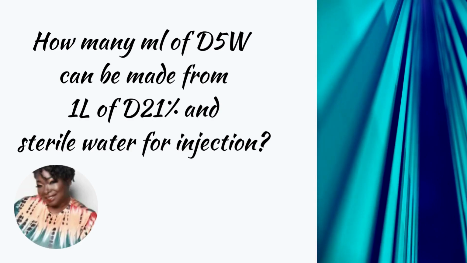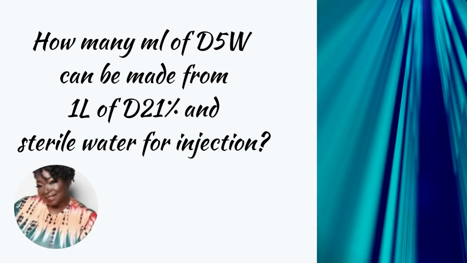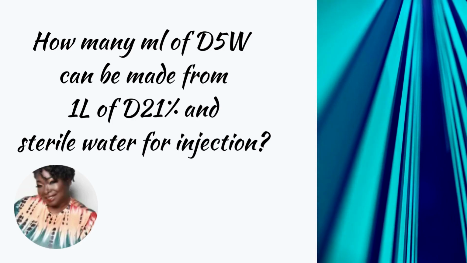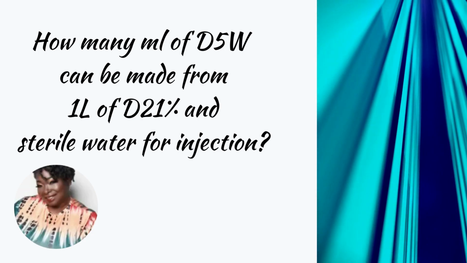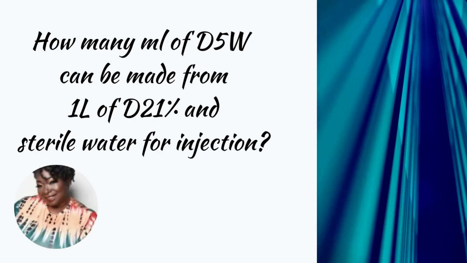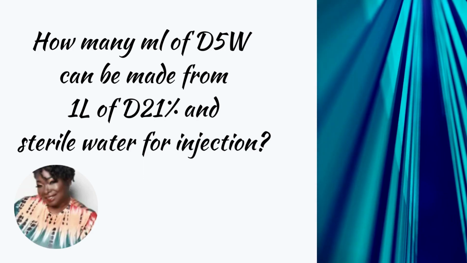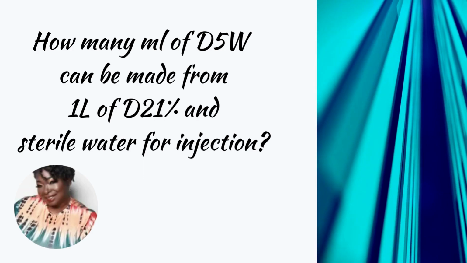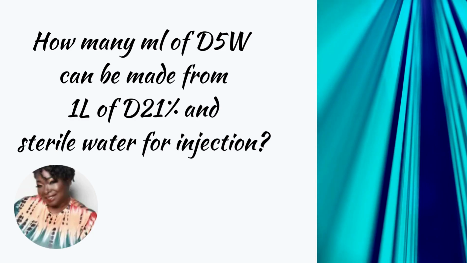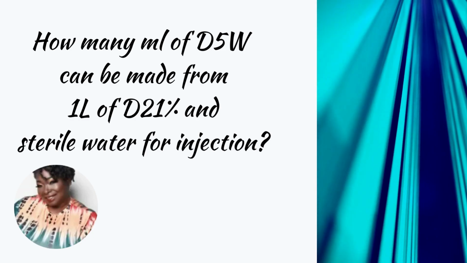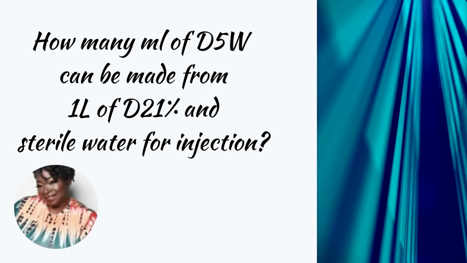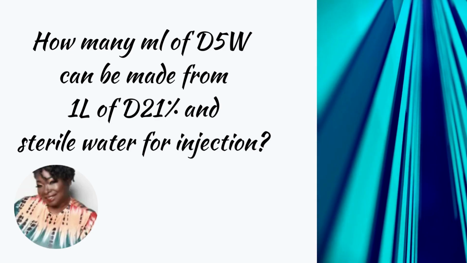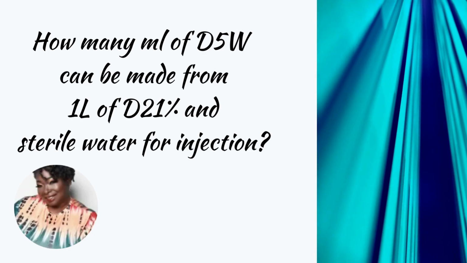How do you know it's a dilution type problem? Because you have to look at this in the sequence of time. In the beginning, you're going to have a container of D21%, which is dextrose 21%, and you have a whole entire liter of that. And in another container, you have sterile water for injection. Now, you have to take the right amount of D21% and sterile water to make an unknown amount of D5W.